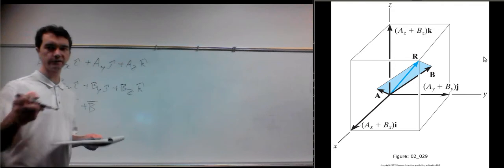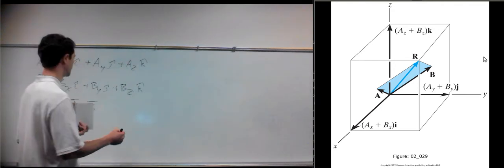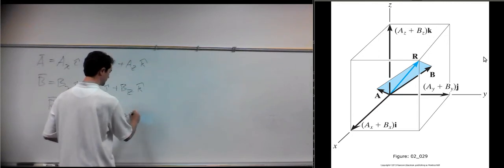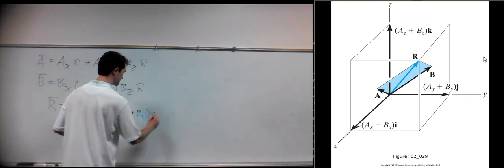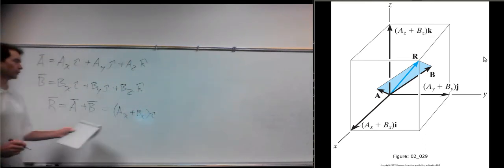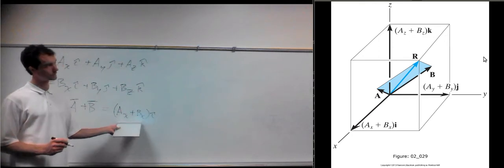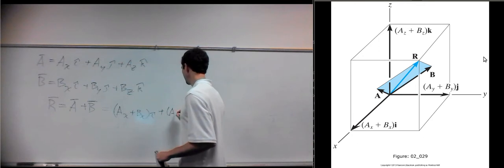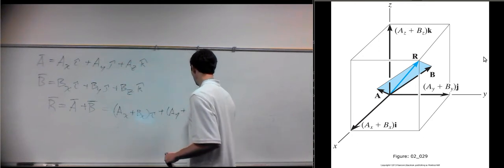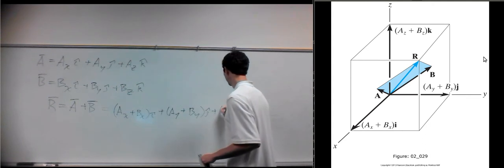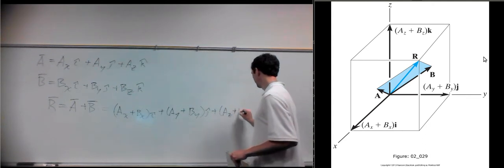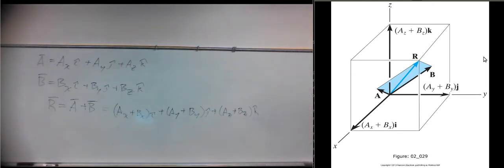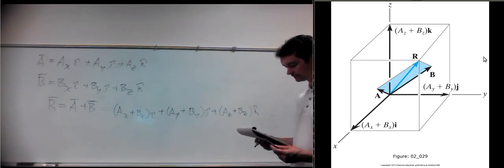So you see that the x component of R is just the sum of the x components of A and B. So Ax plus Bx in the i direction. So Ax plus Bx is the magnitude of the x component of R, and it's in the i direction. And then the same thing is true for the y direction and the z direction. So that's how we add vectors in 3D.